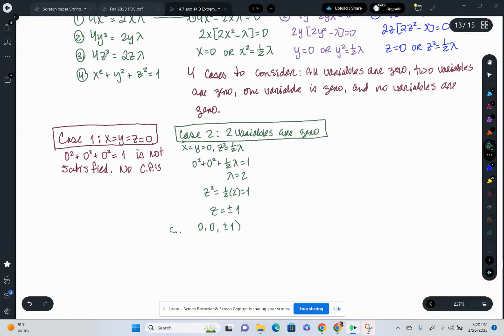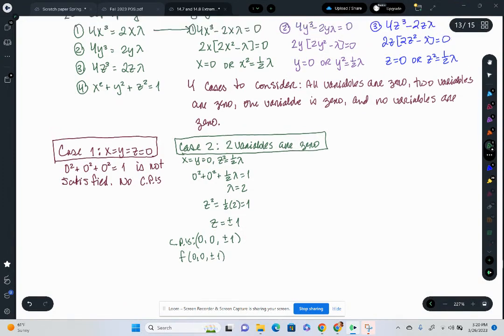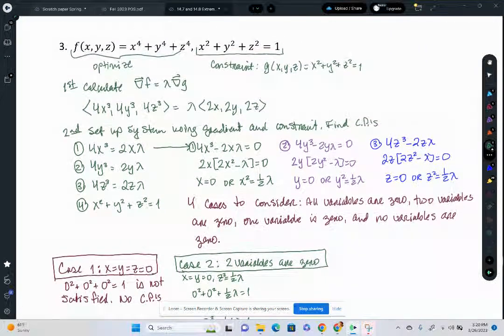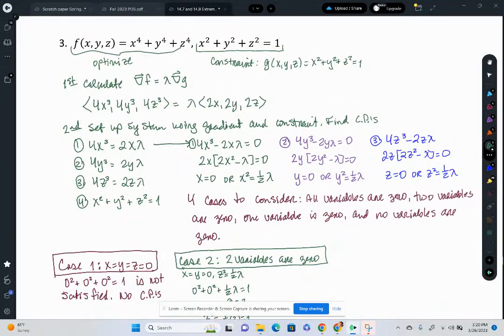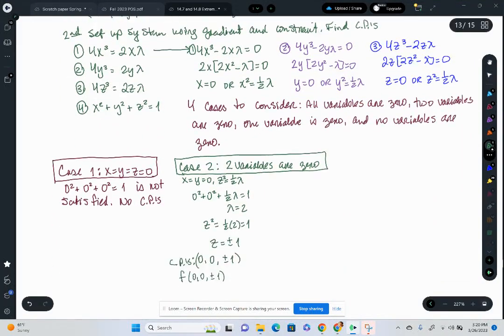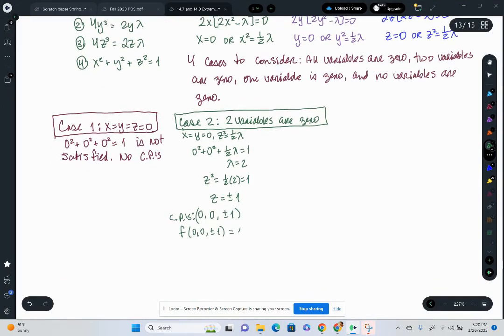Let me write that better. So the critical points are 0, 0, and then plus or minus 1. Okay. Let's see, if we were to substitute this into our function, f of 0, 0, plus or minus 1. Remember, f is x to the fourth plus y to the fourth plus z to the fourth. So we would be putting in plus or minus 1 and raising those to a fourth power, which gives us 1 in each case. So we just get a function value of 1.